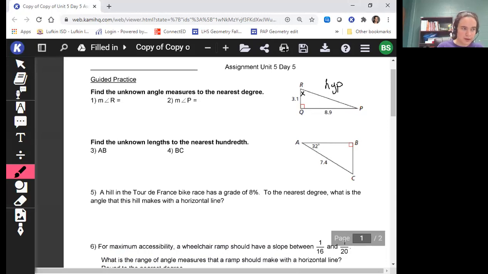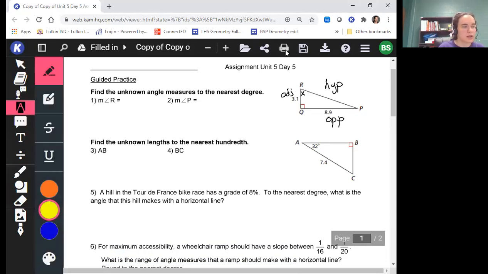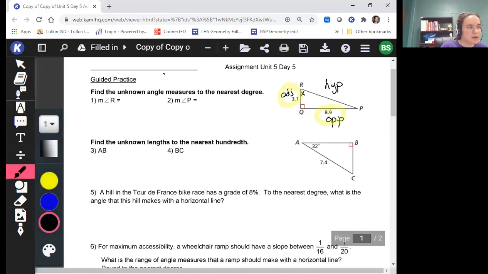So we're going to label from angle R. Our side next to angle R is 3.1. It's our adjacent. Across from it is our opposite. Remember that when we are dealing with an angle, we need two sides that have numbers on them. So we're going to have adjacent and opposite. So what uses opposite over adjacent?